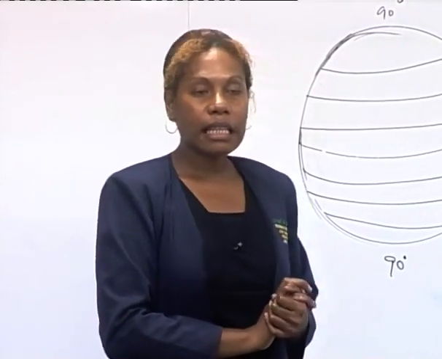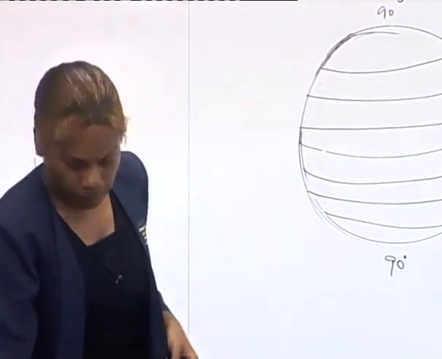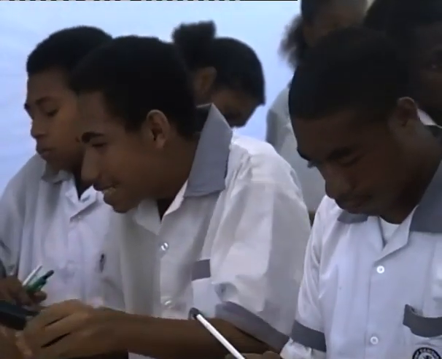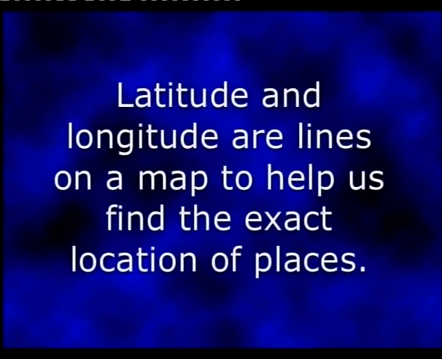Yes, Emmanuel? They help us to locate places. Very good. Lines of latitude and longitude help us to locate places, or find the exact place. It reads here, latitude and longitude are lines on a map to help us find the exact location of places. So that's why we have latitude and longitude lines, to help us find the exact location of places.